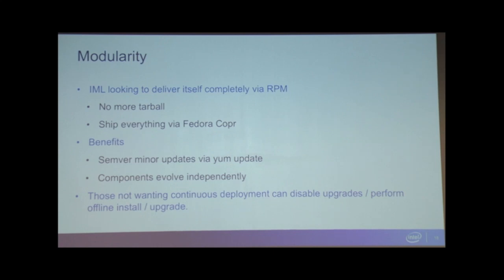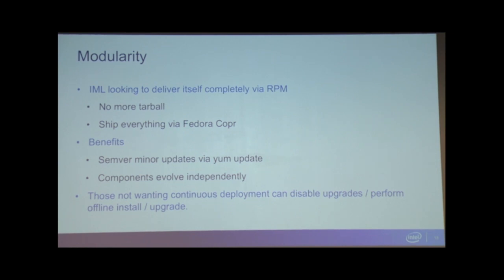With IML 4.1, we're looking to get rid of the tarball and move all of our assets into Fedora Copr, which will enable a totally online install. Fedora Copr, by the way, is just an open platform for building and hosting RPMs. Once that's done, instead of users having to download our tarball, they just have to issue a yum install IML, and they're good to go at that point.